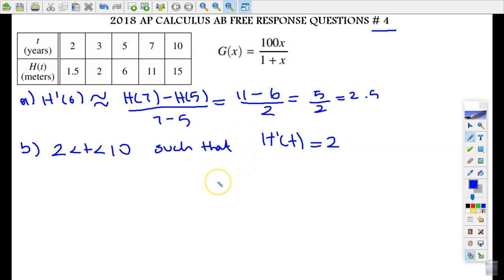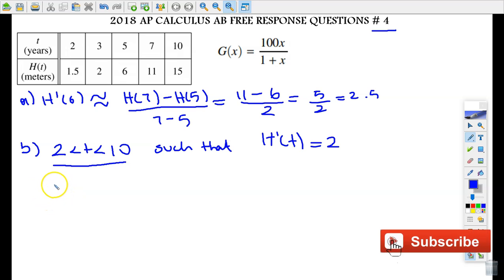In order for us to apply the mean value theorem, we need to know that h is continuous over this time interval. In the original problem, it says that h of t is twice differentiable. If a function is differentiable, that also implies that it is continuous. So we can apply the mean value theorem. Let's remember what the mean value theorem is. Over a specific time interval, there is at least one time t that satisfies both the average rate of change and the instantaneous rate of change.